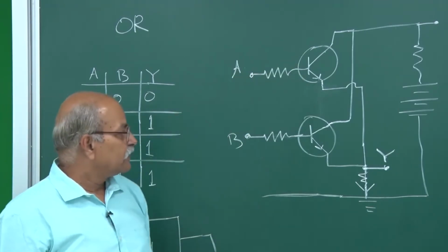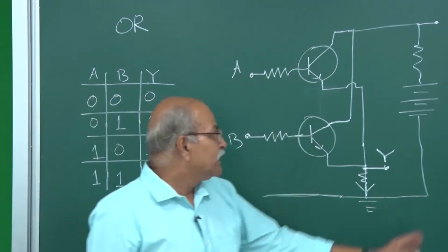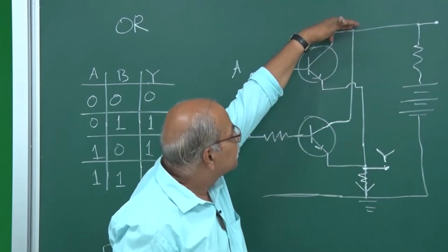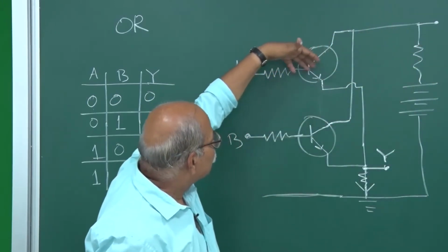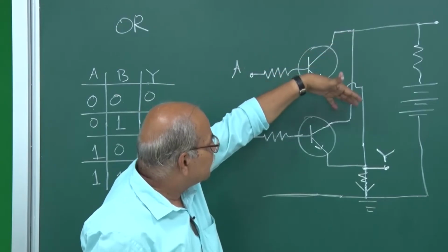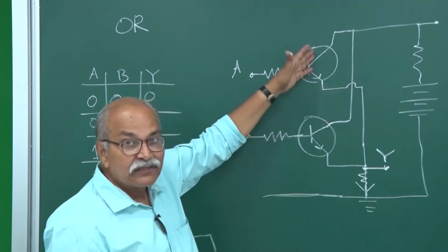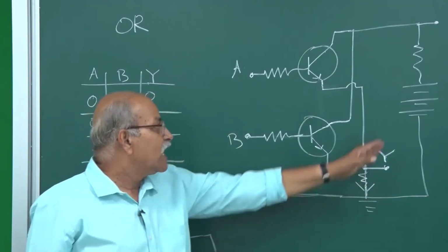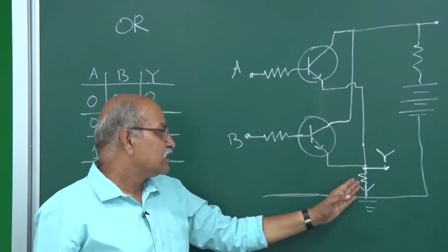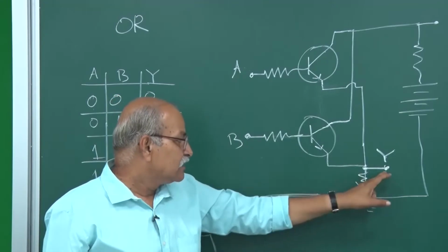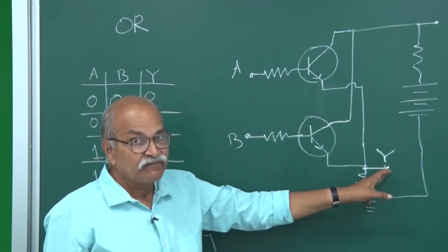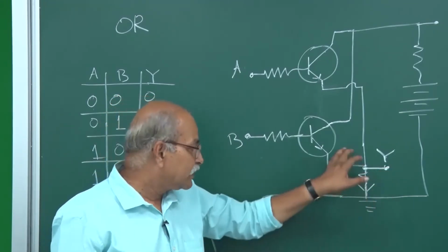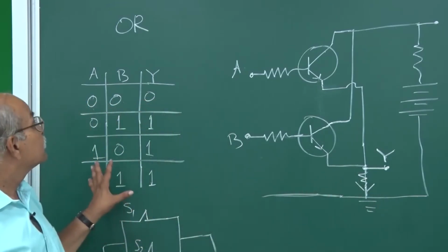If this is also conducting, this is also conducting, there will be a division of current. One current will go through this line, one current will go through this line. So that's fine, it's perfectly all right. So in both cases you have a current here, you have a current here, and if you have a current here, the output here will be high. This is 0 and the current direction is this. So that is OR.